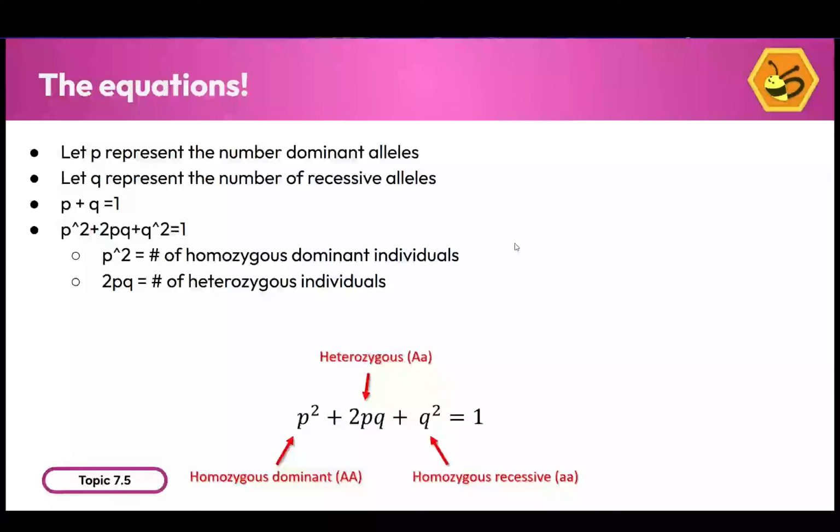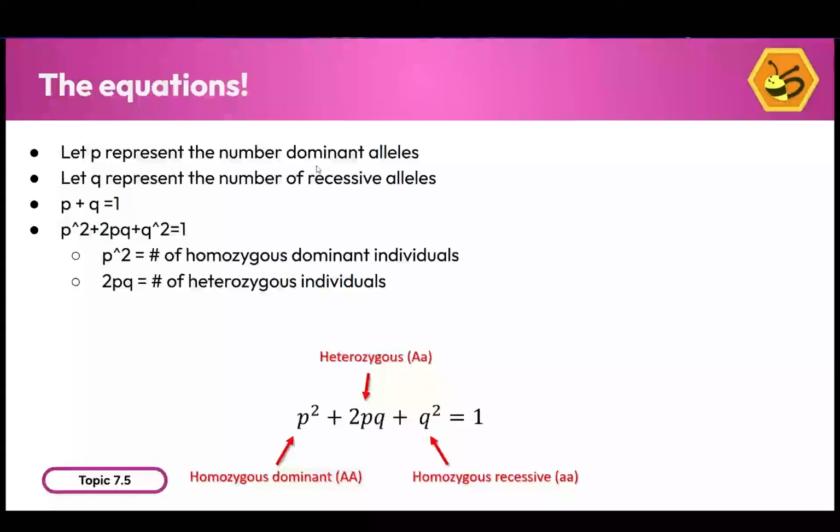the allele frequencies. I'll go through a practice problem later, but P represents the number of dominant alleles. And keep in mind, it's the number of dominant alleles, not the person that expresses the phenotype. And Q represents the number of recessive alleles. I want to emphasize, because it's such a common misconception, it's the alleles. It's not the amount of people that actually express the phenotype.